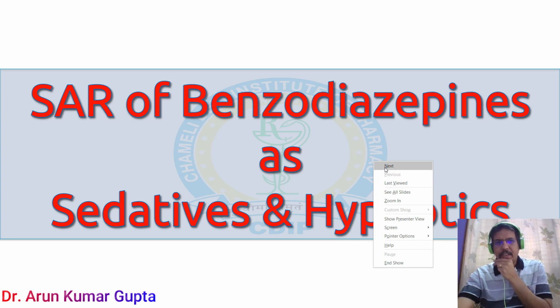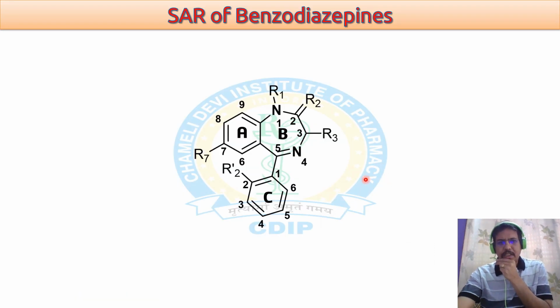So again, similar to the barbiturates, we must know the structure of benzodiazepines, that is the core or the scaffold around which we explore the chemical space or we go for the modification. So take a look at the structure of benzodiazepines.